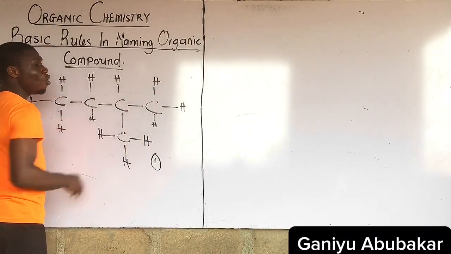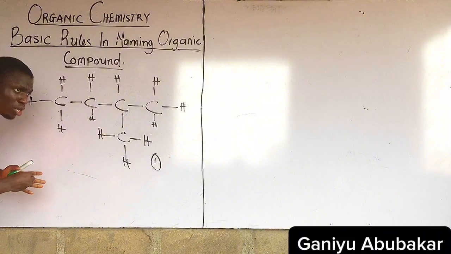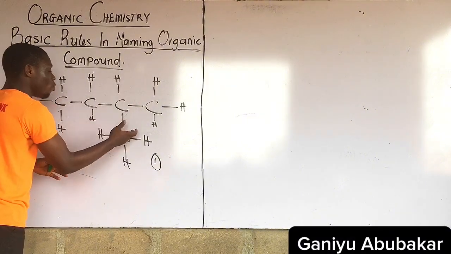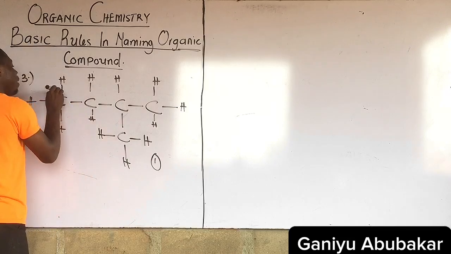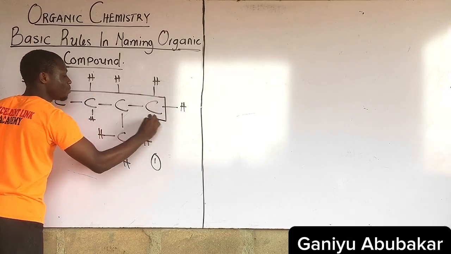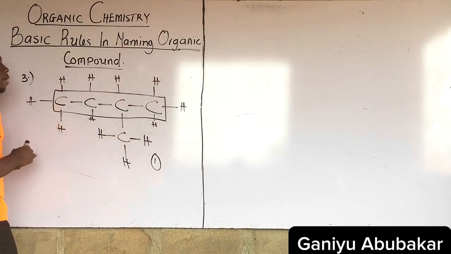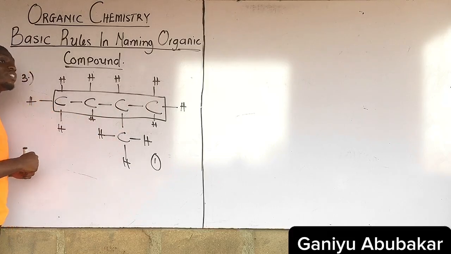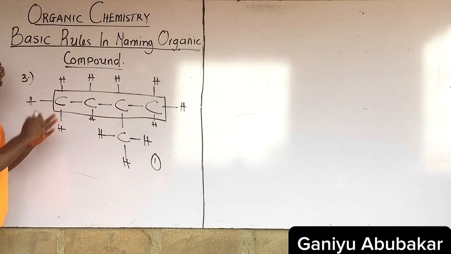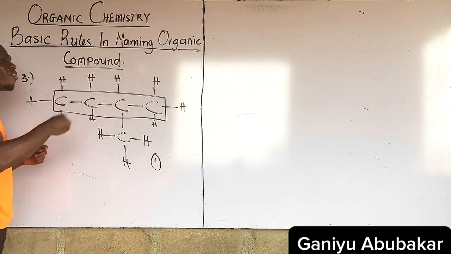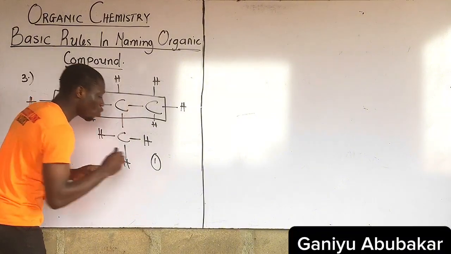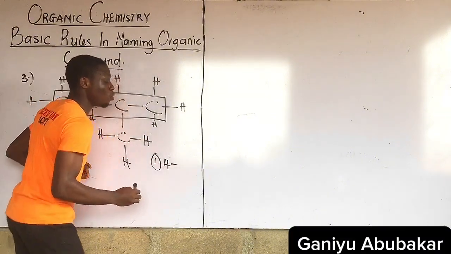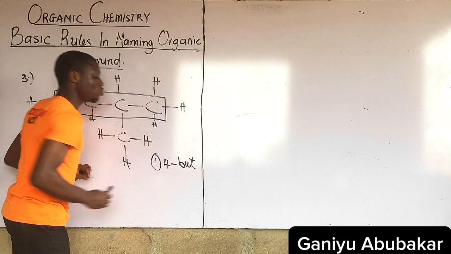I'm still having 4, but the rule says select the longest one, and I'm not having a longer one. I'm having 4, 4. Either I choose to go like this or like this, it's still correct. So I'm choosing to go like this. Rule 1 says select the longest continuous carbon chain as the root and count the number of carbon atoms contained. I have 1, 2, 3, 4, 4 carbon atoms. What do you call 4 carbon atoms? We call it but.